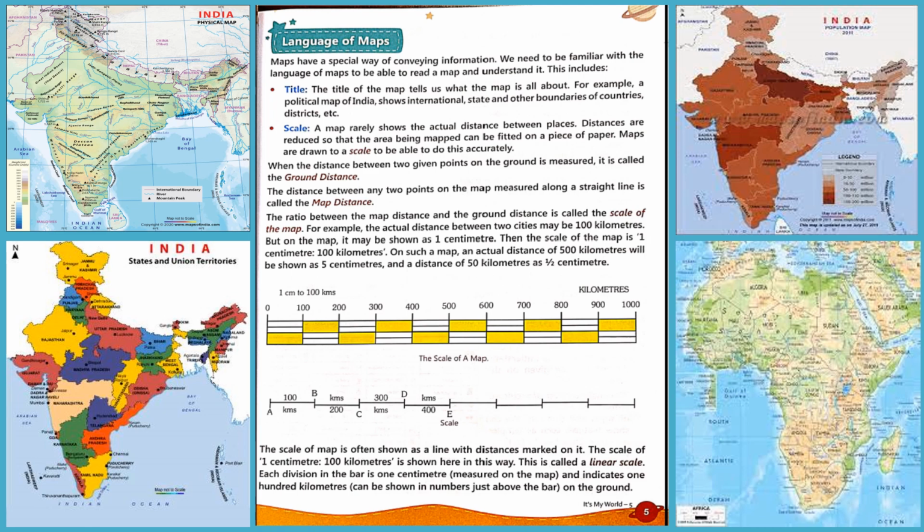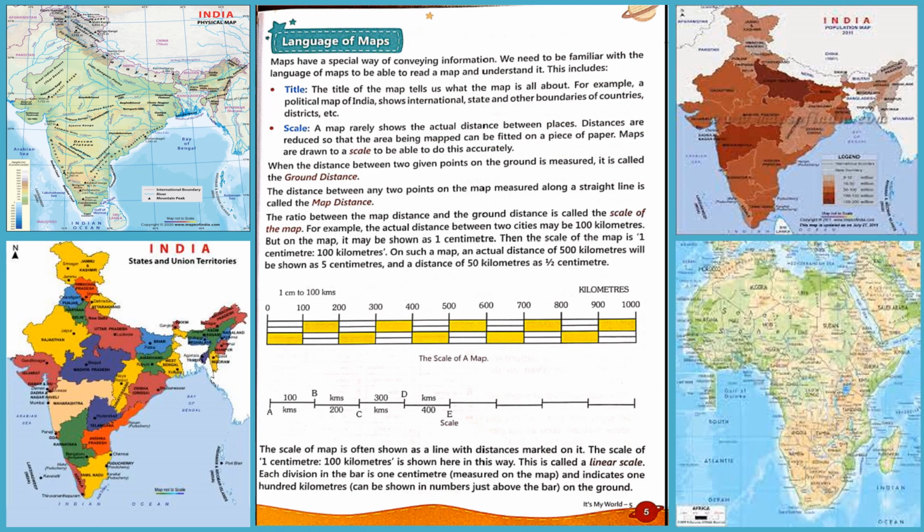Suppose an example will help you understand this. The distance between Delhi and Mumbai is about 1100 kilometers. Suppose on a map, the two cities are shown 11 centimeters apart. So 11 centimeters on the map is equal to 1100 kilometers on the ground. Yes, clear?